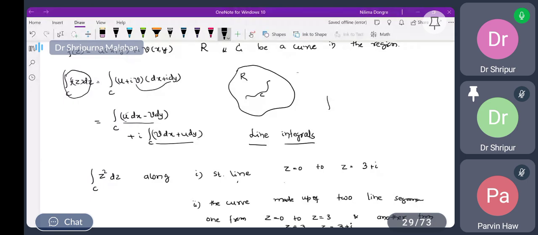So first of all, z square dz. Z is equal to x plus i y, dz is equal to dx plus i dy. So we will be expressing them like this.